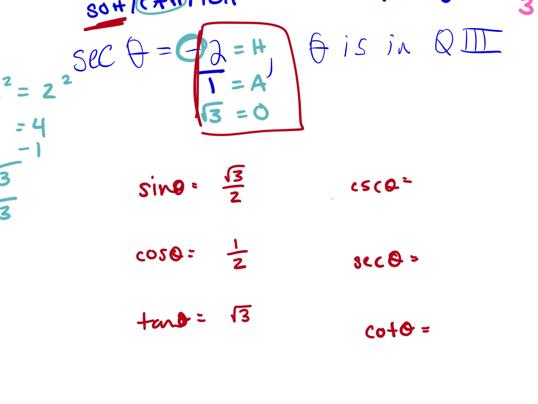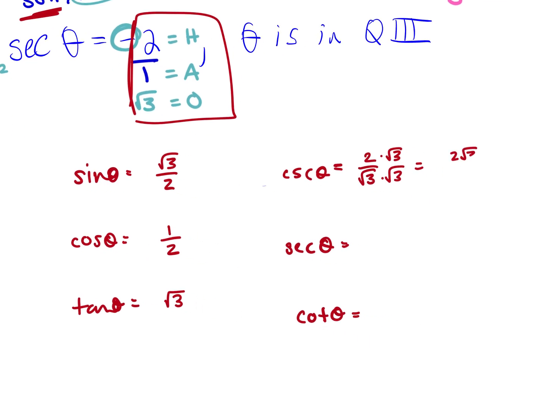All right, cosecant is the reciprocal of sine, so that would be 2 over square root 3. Can we leave our answer like this? No, we have to rationalize, so multiply the top and the bottom by square root 3. So 2 square root 3 over 3. Secant was actually given to us. That's just negative 2. That was part of the question. Cotangent, we're going to flip tangent. So instead of square root 3 over 1, it'd be 1 over square root 3. Can we leave our answer like this? No, we have to rationalize. So we get square root 3 over 3.